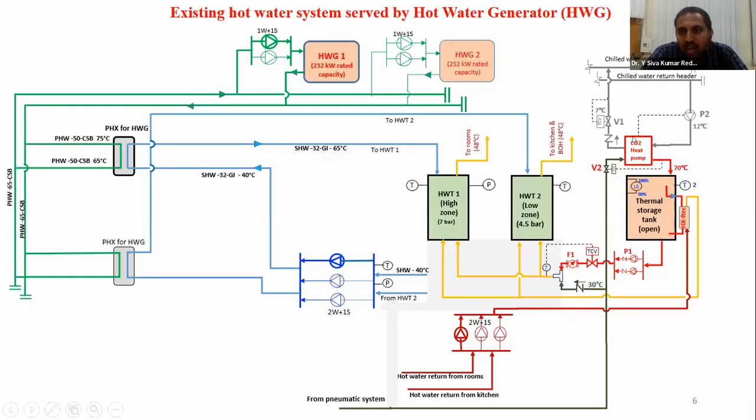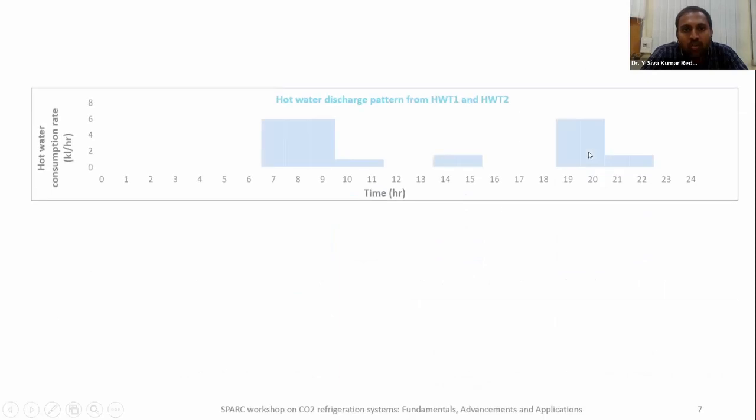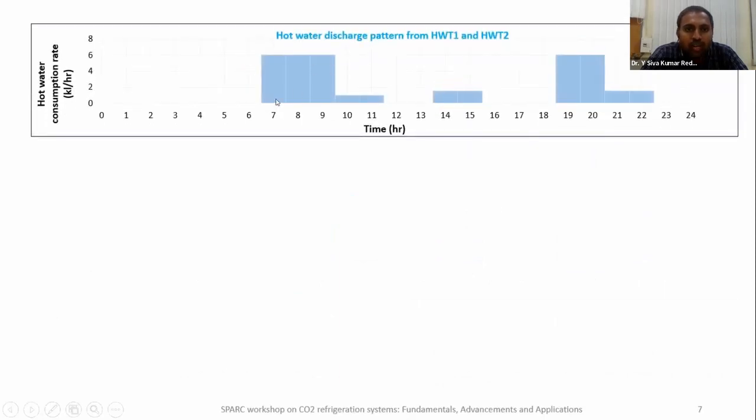And now we have to size this: how much capacity is required for the CO2 heat pump and what is the size of the thermal storage tank. We know the hot water demands. We know the hot water patterns. These are the hot water patterns. As I explained earlier, this is the peak demand. In these 3 hours, almost 18 KL of water will be consumed by the rooms.